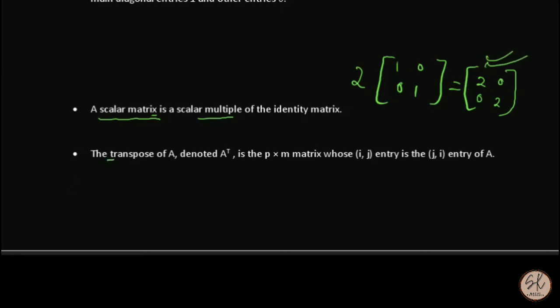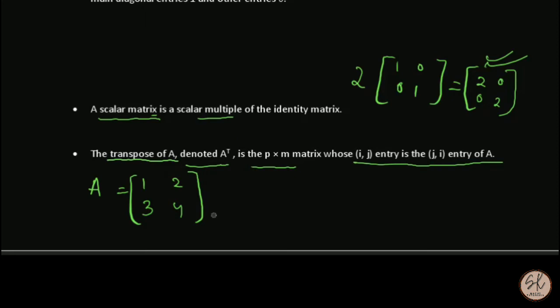Next let us see the transpose of A. The transpose of A is denoted by A^T, and here is the p cross m matrix whose ij entry is the ji entry of A. So let us take a 2 cross 2 matrix. Say A is equal to 1 2 3 4. This is a 2 cross 2 matrix.